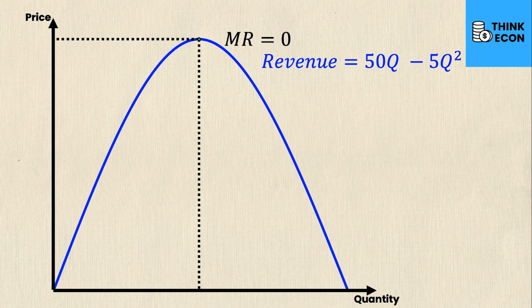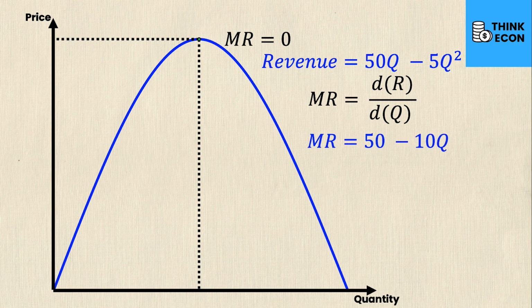Now you can see that the leading coefficient is negative, hence why the parabola is downward, and I have a maximum instead of a minimum. Once again, the math behind this is that the marginal revenue is equal to the derivative of the revenue function with respect to Q. And if I take the derivative of that revenue function with respect to Q, then I get this next line here. Marginal revenue is equal to 50 minus 10Q.